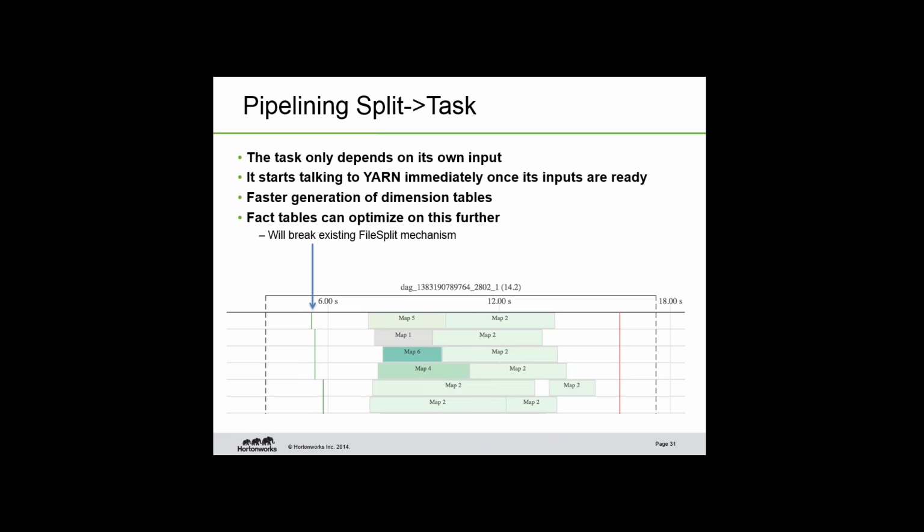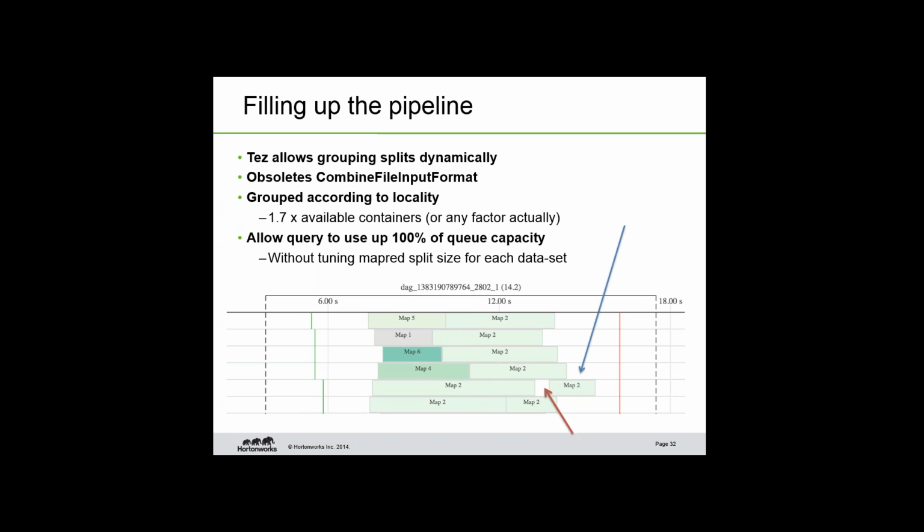A task which only depends on its own input starts talking to Yarn directly once its inputs are ready, so the inter-job operations are taken care of by leveraging the Yarn cluster, resources and processes. Faster generation of dimension tables is possible, and fact tables can be optimized further. For filling up the pipeline, Tez allows grouping the splits dynamically. It also obsoletes the combine file input format, and it groups according to a locality-based format.